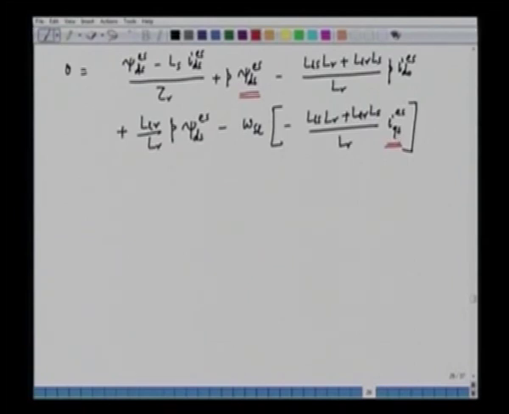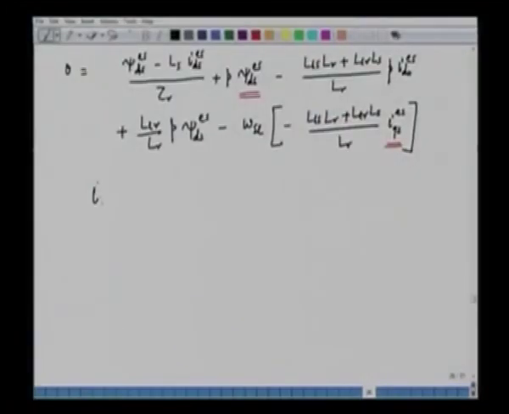Now if we change IQS and we would like to keep the flux constant, we have to change IDS. Unless we change IDS, as we change IQS, the flux will change. So to keep the flux constant, we have to change IDS as a function of IQS and the slip speed in this equation.